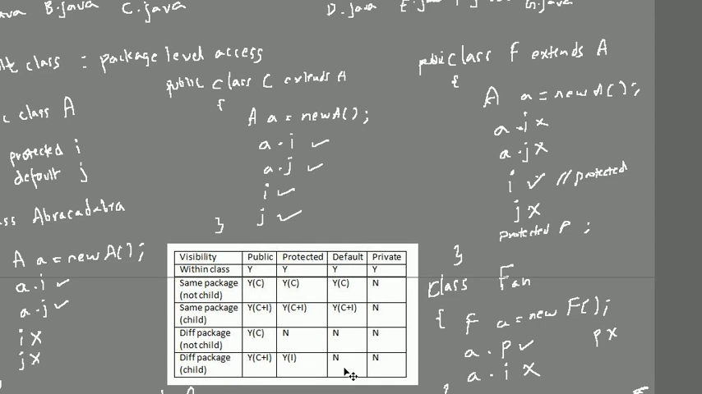Different package but a child. You certainly cannot access default because they could be accessed only within the same package. But you can access public using containment, and certainly inheritance because it's a child class. So you could declare an instance of the parent class and access the member through containment, or you could directly use it because the public members are inherited to the child members.